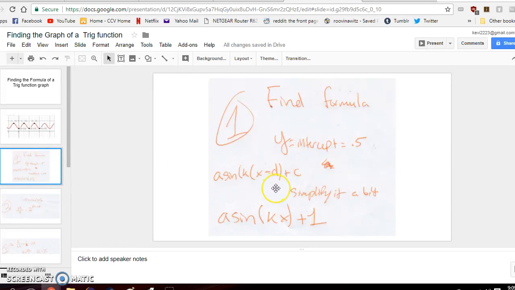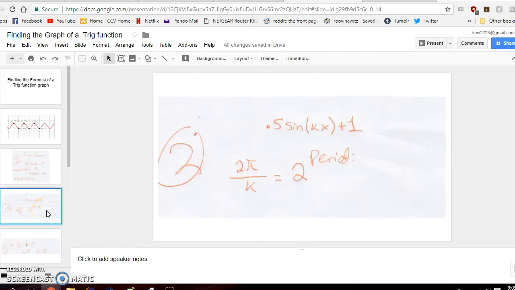And let's assume that there is no shift. So we will go along with k times x just to simplify things a bit. And if we do find that there is a shift, we will find it at the end. So plug in what we know. An amplitude of 0.5 sine kx plus 1.